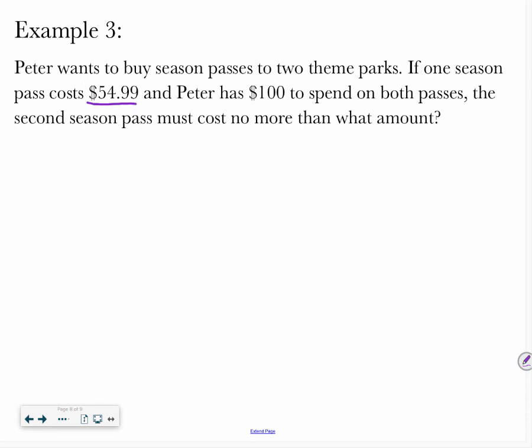So if I ask you to set up an inequality for this, what would that look like? Well, we know that one of the season passes is $54.99. We know he has $100 to spend. So if he has $100 to spend, that means he can either spend the 100 or spend less than the 100, right? So we need to make sure that we have it set equal to or less than that $100. And since we don't know what the other season pass costs, we're going to represent it by using X. So that's how I'd set up the inequality.